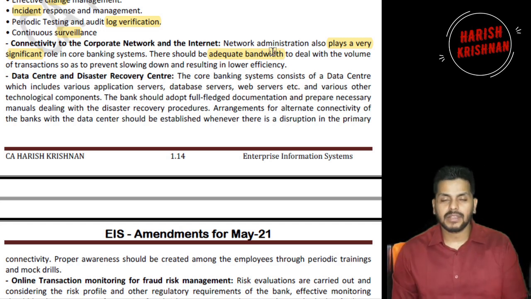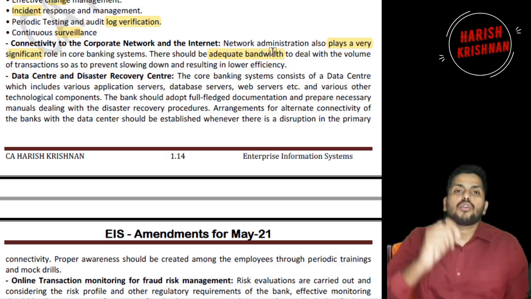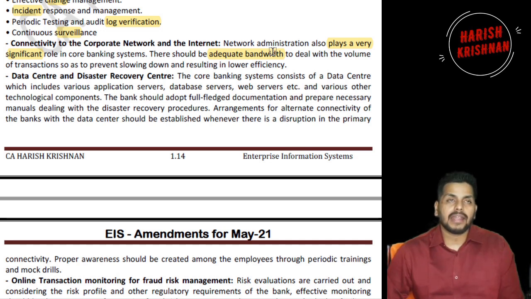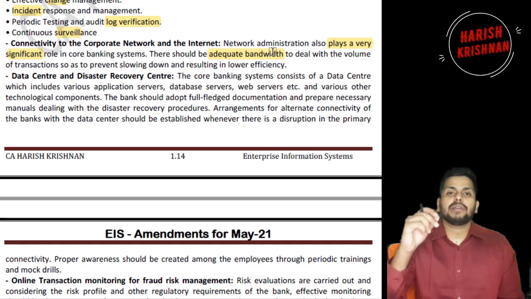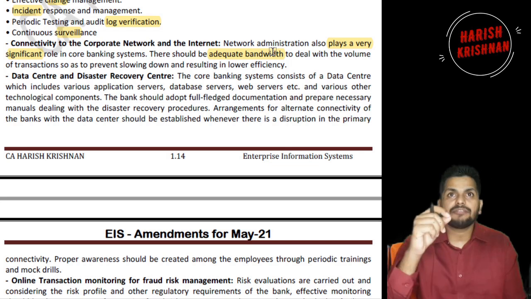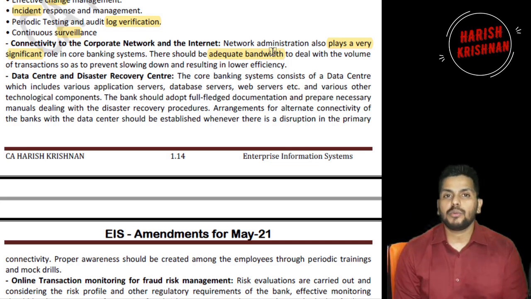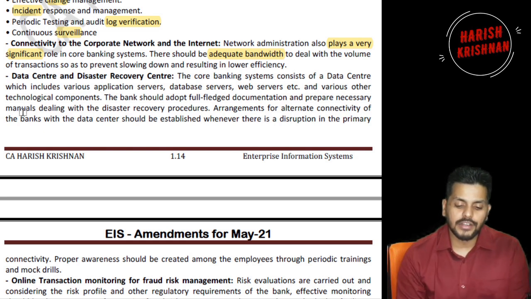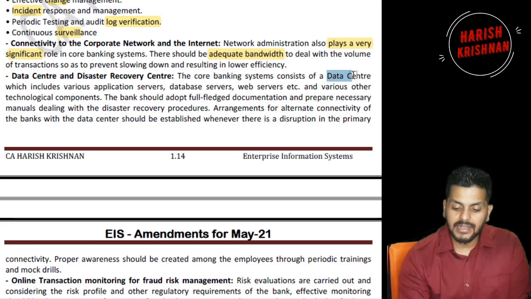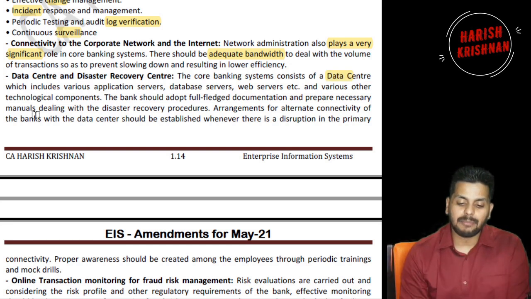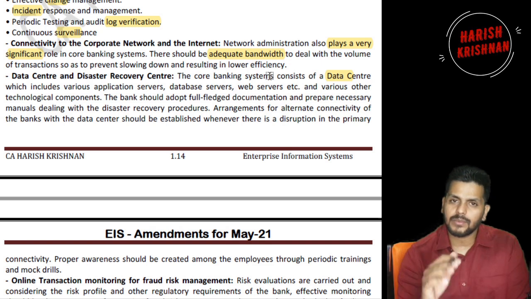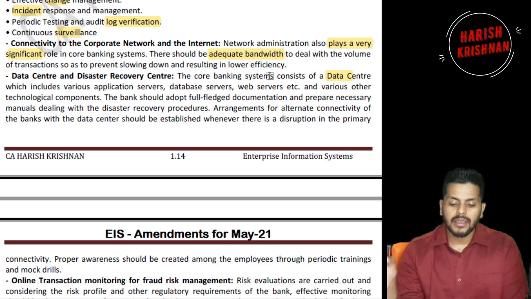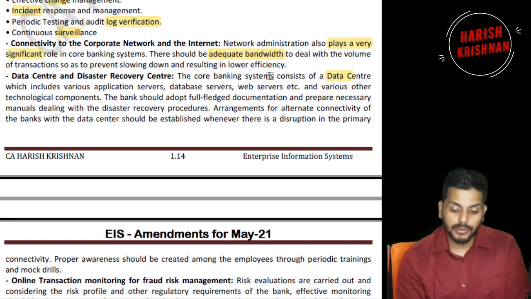That's what will happen. And in the same way, there is no scope for data loss in a bank. So everything that happens minute to minute, in fact second to second, has to be absolutely backed up. There should be a data backup, a data center and a disaster recovery center. The core banking system consists of a data center, which includes various application servers, database servers, web servers, everything, and various other technological components.